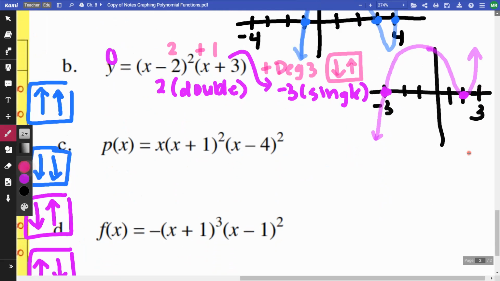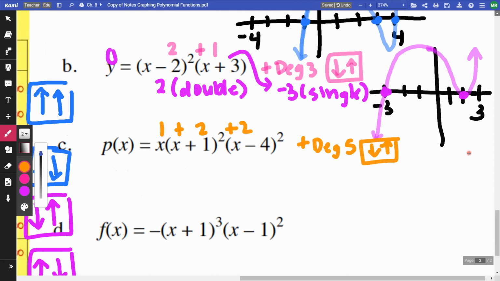Okay, the next one. This is degree 1. This is degree 2. This is degree 2. It's a positive, so it's going to be a positive degree 5. Okay, so that again is another odd and positive, so it's going to start below and end above. That's going to be the end behavior.